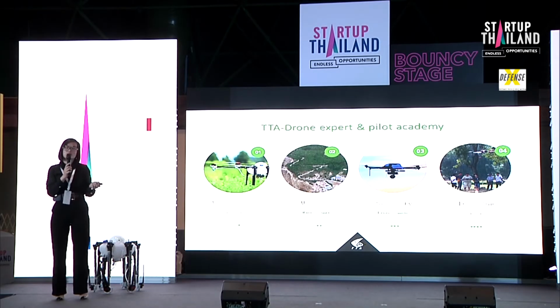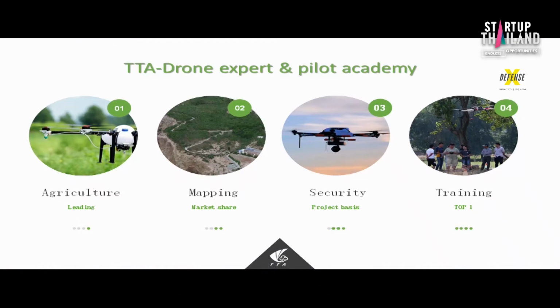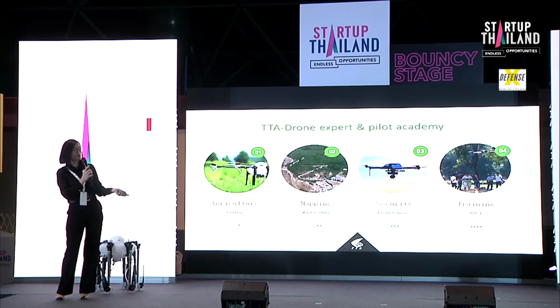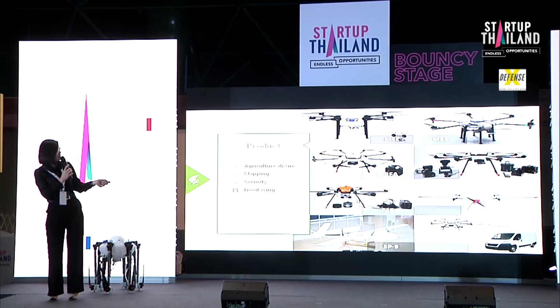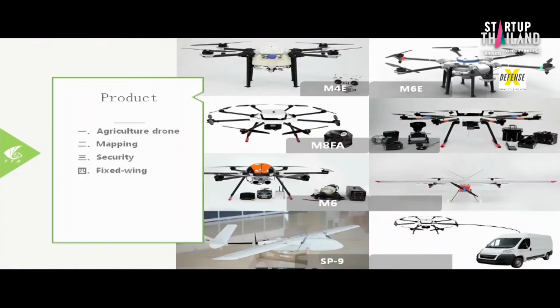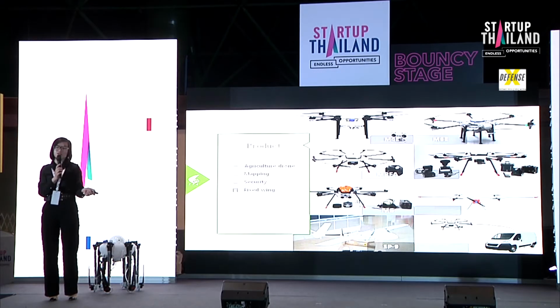So this is what we do as the developer of the drone system. The next part is about our products: agriculture, mapping, security, and also drones. This is what we have done. We produced agriculture drones, mapping drones, and security drones. Later, I will highlight the security drones, and how we make them to help the government or help our farmers protect their estates or agriculture.